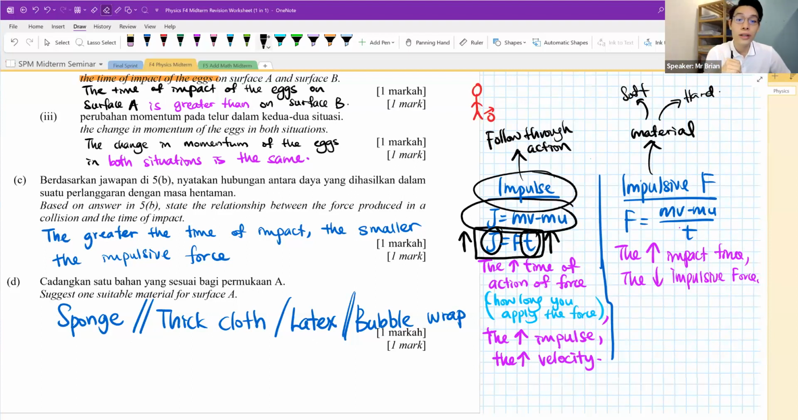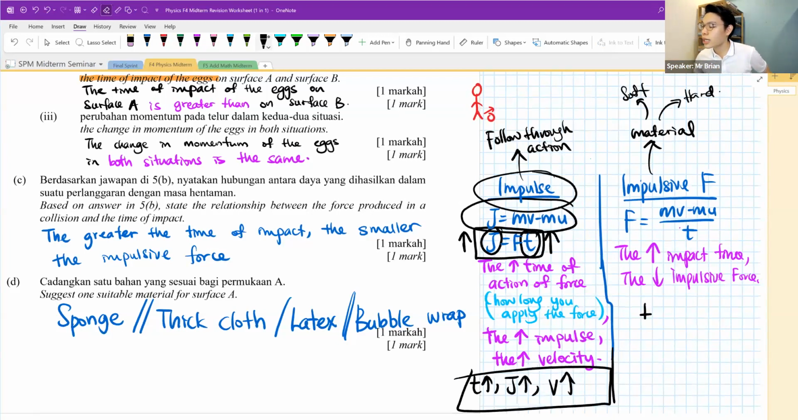Same goes to golfer. You use a golf stick and hit the golf ball. You don't just touch the golf ball. You would hit the golf ball and follow through. You would continue that motion so that the golf stick will touch the ball for a longer time. You apply the force for a longer time, more impulse. The golf ball can now travel further. In short, it is more time, more impulse, more velocity.